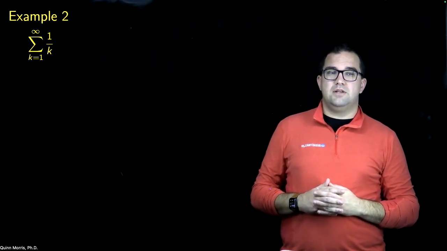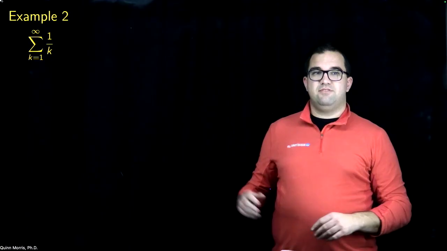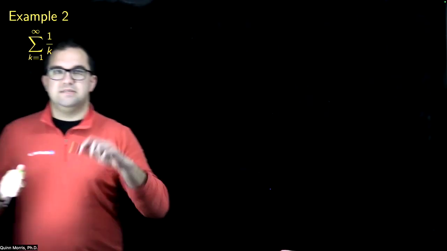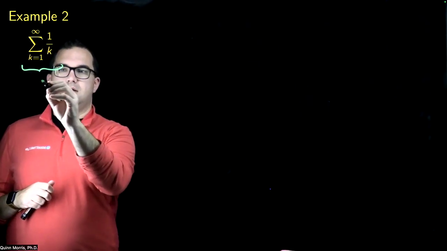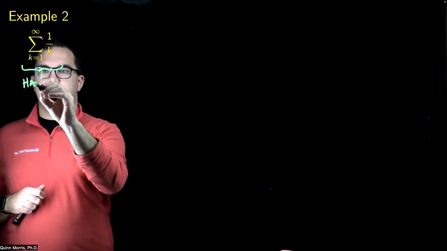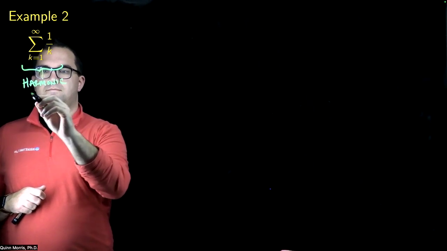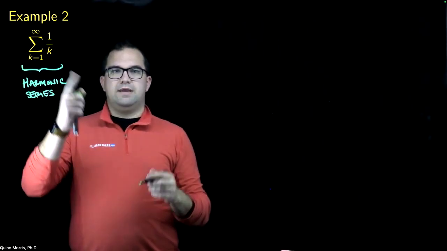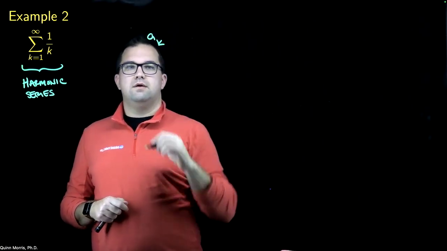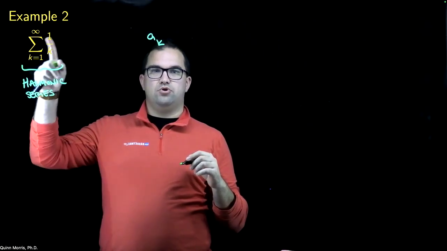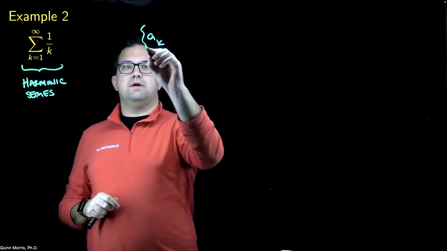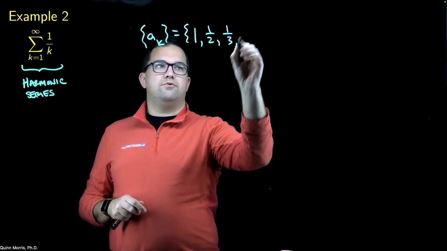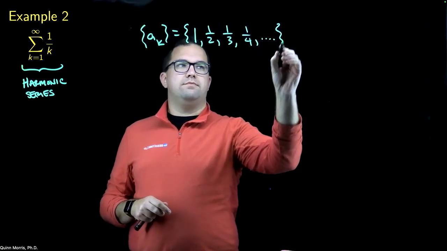Let's look at another example. Here I have the sum k equals 1 to infinity of 1 over k. Now this series, in fact, has a special name. This is referred to as the harmonic series. If we think about our a_k, the terms in our series, these a_k are just 1 over k. So 1 over 1, 1 over 2, 1 over 3, 1 over 4, and so on.